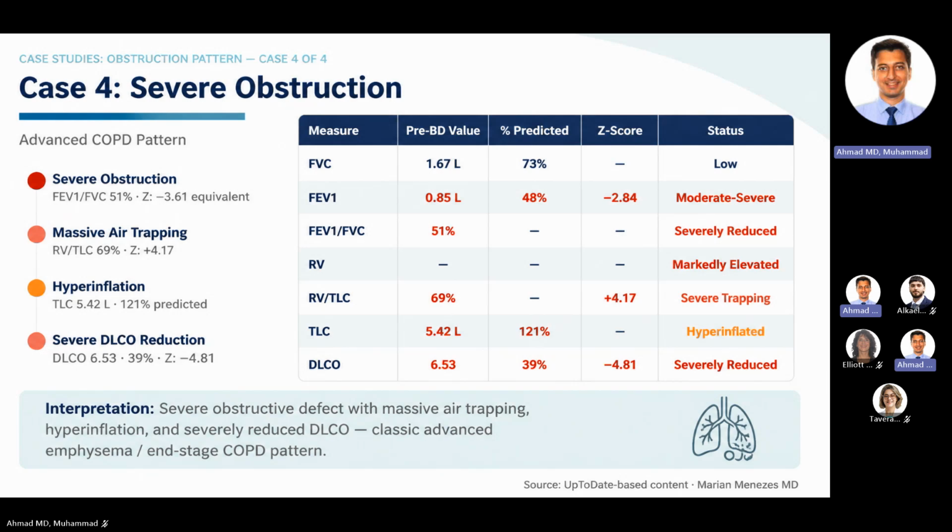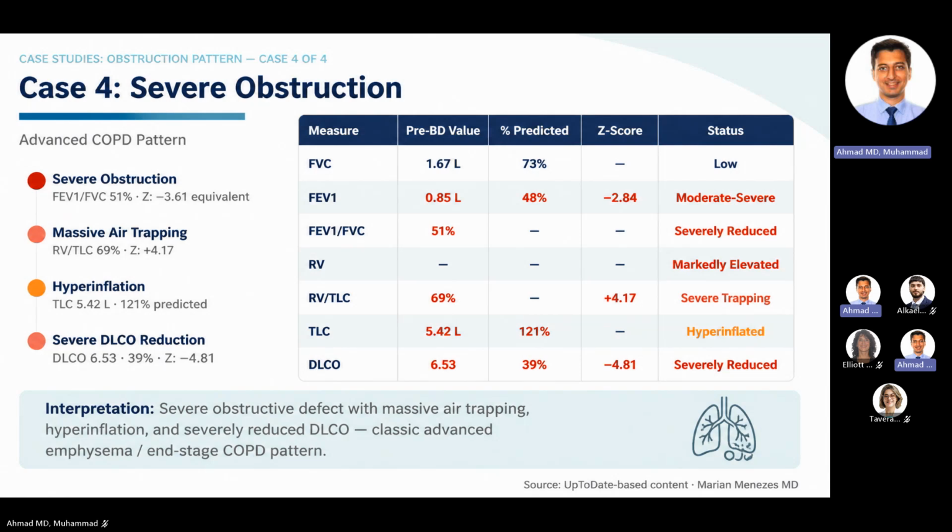The FEV1 is 0.85 liters, 48% of predicted, minus 2.84 on the z-score, which is moderate obstruction. You look at their residual volume to total lung capacity, which is markedly elevated with a z-score of plus 4.17, which suggests severe trapping. If the total lung capacity on your obstruction is elevated, it suggests hyperinflation. If the residual volume is increased, it suggests gas trapping. So there is hyperinflation, there is gas trapping, there is severe reduction in your lung function.